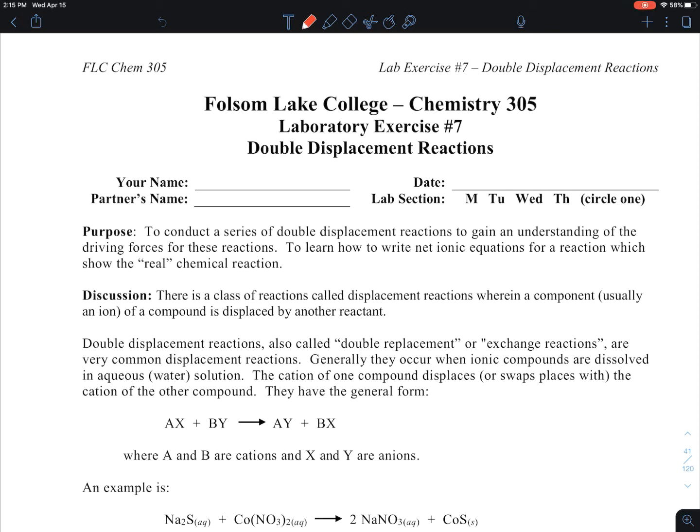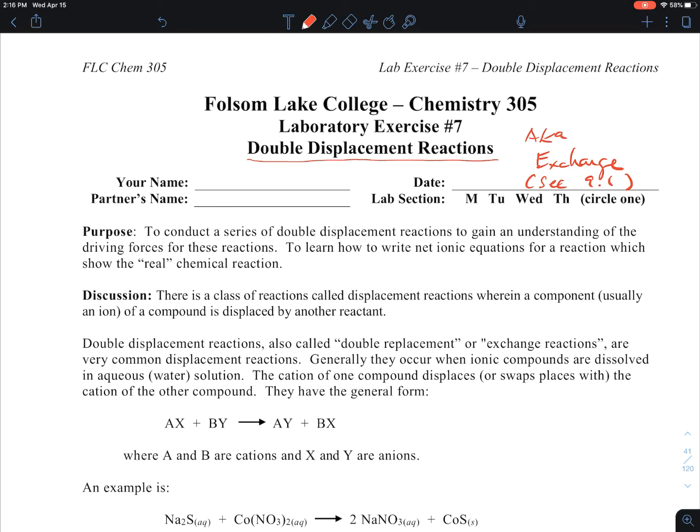Welcome to Experiment 7 this week. This week we'll be doing double displacement reactions in the lab. Double displacement reactions are also called, aka, exchange reactions. We talked about exchange reactions in lecture this week. Exchange and double displacement are the same thing, so you have seen them before.